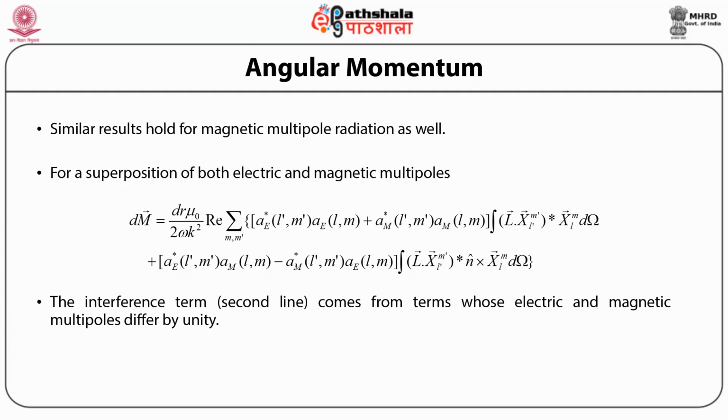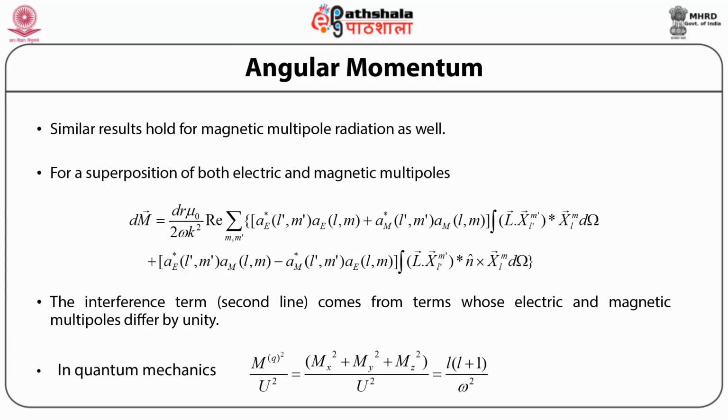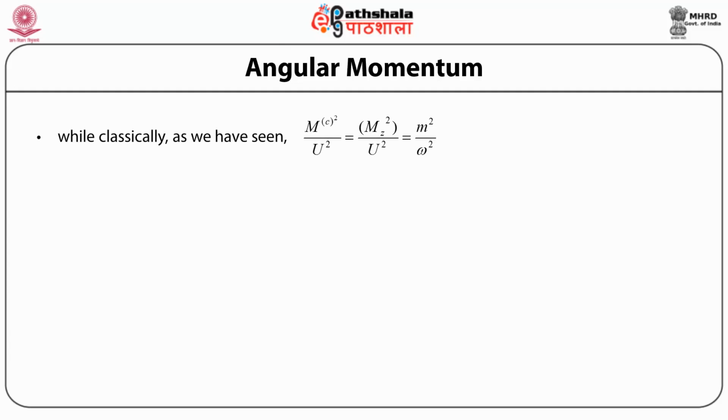The interference term comes from terms whose electric and magnetic multipole differs by unity. In quantum mechanics, mq square divided by u square is equal to (mx square plus my square plus mz square) divided by u square, which is equal to L(L+1) divided by omega square. While classically, as we have seen, mx square divided by u square is equal to mz square divided by u square, equal to m square by omega square.